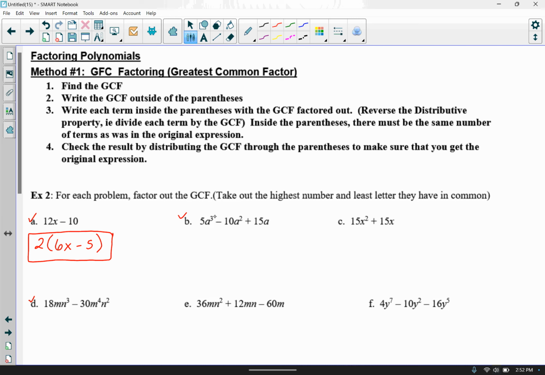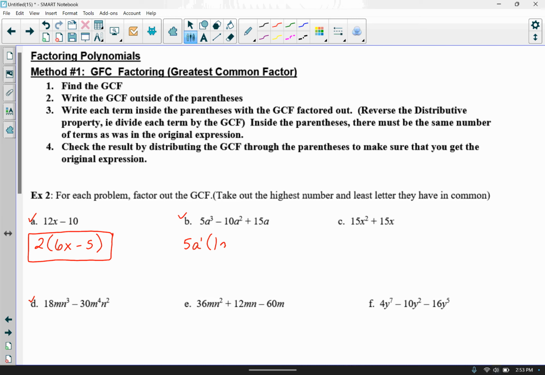Highest number, least letter. So what's a number that'll go into 5, 10, and 15? And hopefully you agree, I can pull out a 5. And according to highest number, least letter, I have a cubed, a squared, and a, so I can pull out 1a. All right, so now I'm dividing each of these by 5a. In other words, I'm saying 5 times what gives me 5? That'd be a 1. Now when it comes to your letters that are left over, just subtract.